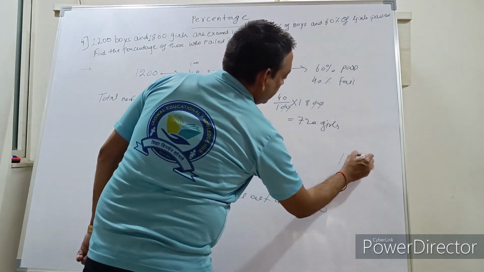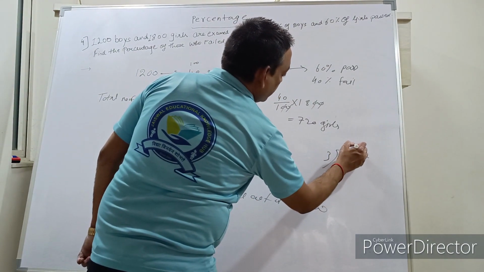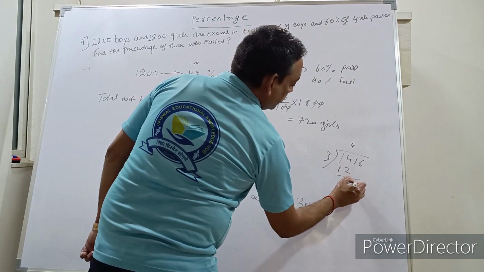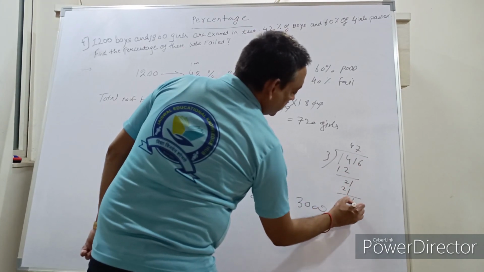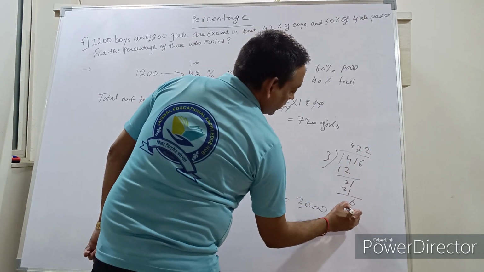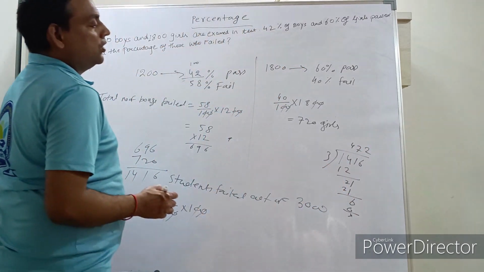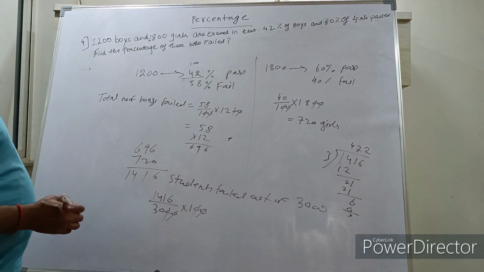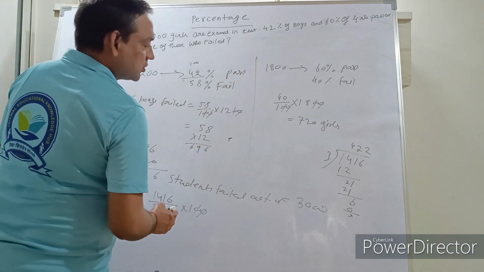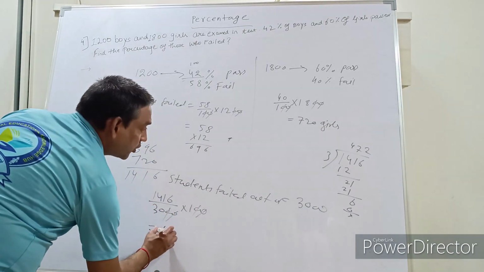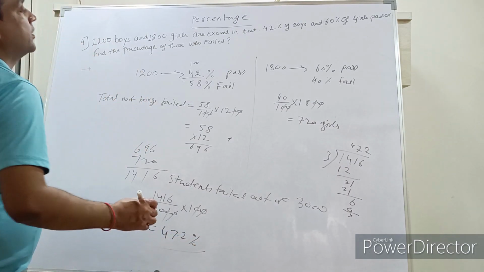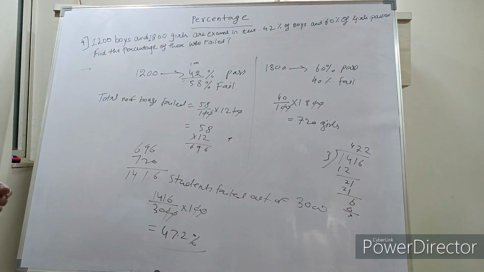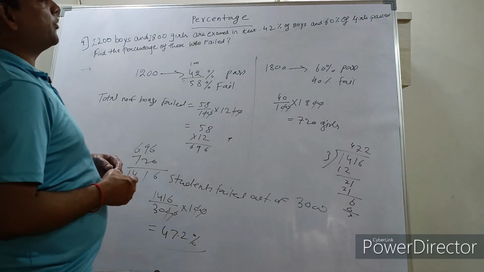So now 1416 divided by 3. 3 fours are 12, 2, 21, 3 sevens are 21, 6, so 3 twos are 6. Okay, so 472, and there is a 0 also, so it becomes 47.2% students failed in the exam. Okay, how many percent students failed in the exam?